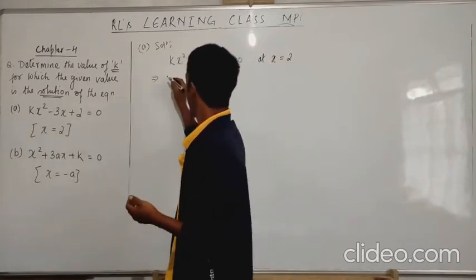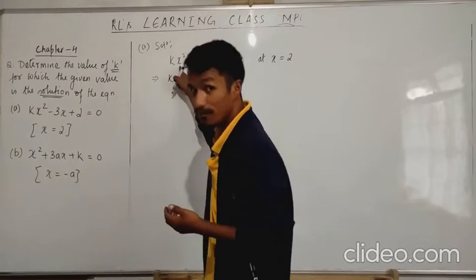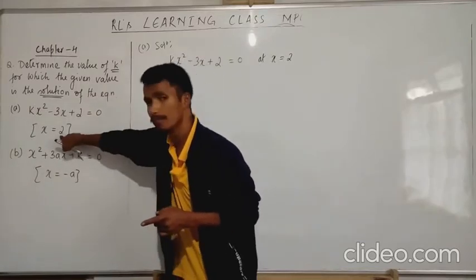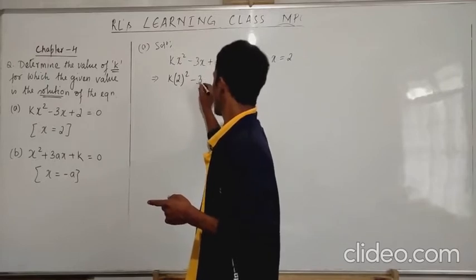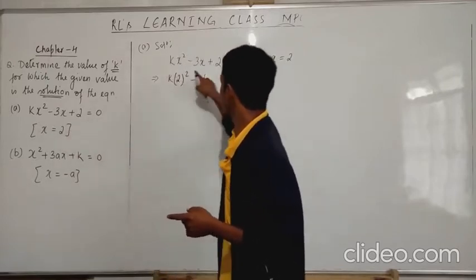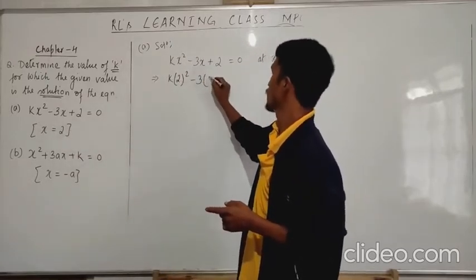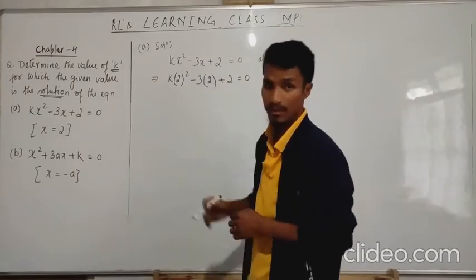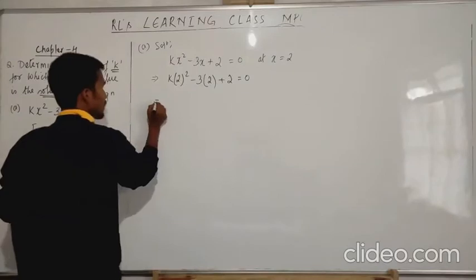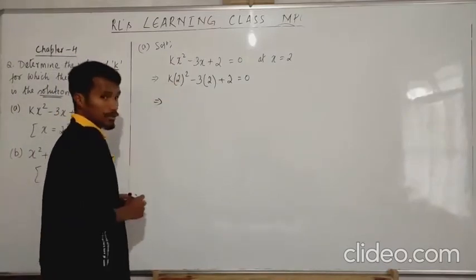Okay, now this k, in place of this x, what do we have to put? 2. Then I'll put here 2 whole thing squared, then minus 3. Then in place of this x, how much do we have to put? 2. Then plus 2 equal to 0. Then here we have 2 to the power of 2 will be 4.